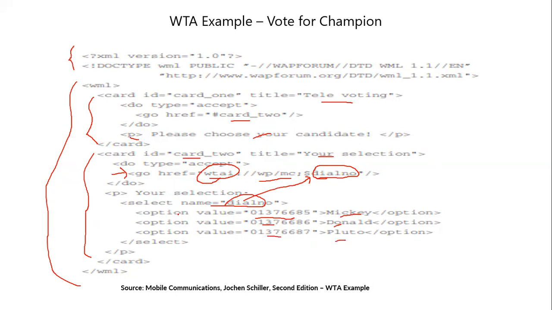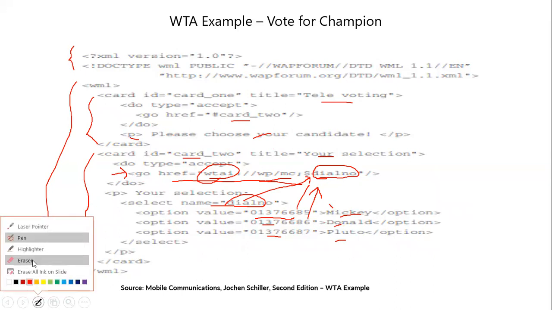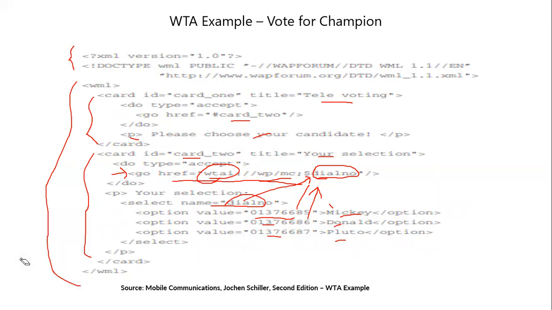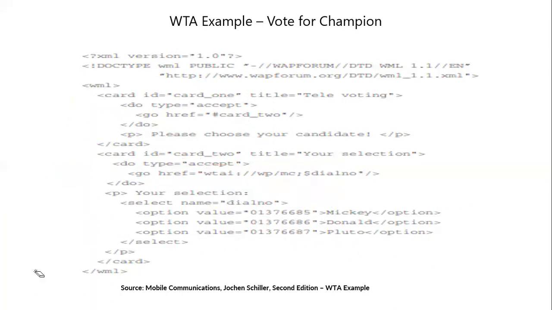Now the user will get a list box, and from that he can select any one name. If he selects Mickey, then this statement will be called and automatically a call will be established to Mickey. If he selects Donald, the call will be established to Donald. If he selects Pluto, the call will be established to Pluto. So this is a simple example of how WTA can be used for automatic calling with WML.